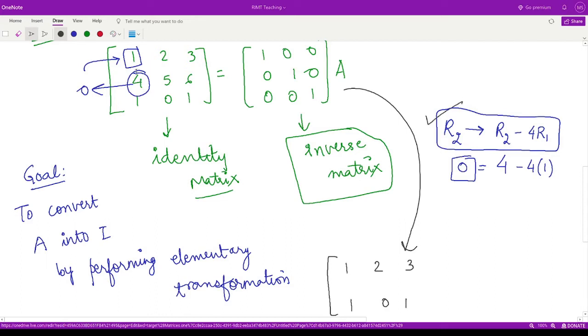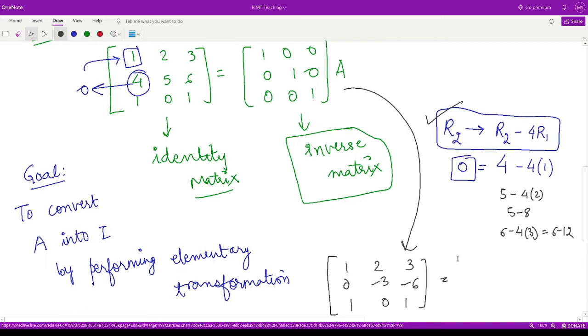So it would be 4 minus 4 times 1, so that is 0. Then 5 minus 4 times 2, right? So 5 minus 8, that is minus 3. And the last element, it would be 6 for R2, 6 minus 4 times R1. R1 is 3, so 6 minus 12. So that would be minus 6, right? So this is the transformed matrix on the left hand side.